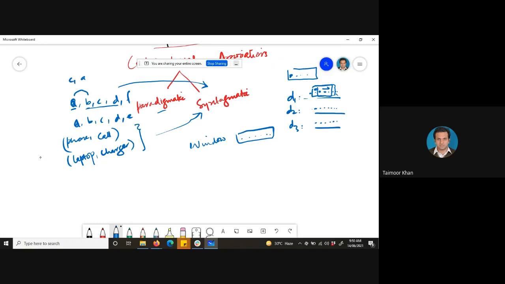In the case of considering the whole document as context, if this is my D1, this is D2, and this is D3, and I consider the whole document as context, what would be the score between A and B? The correlation between A and B is one. They co-occur over here, they co-occur over here also, and they co-occur in this case also. So if we consider the whole document as our window, the co-occurrence between A and B is 3 out of 3, right?